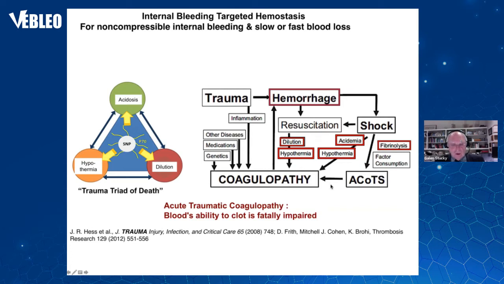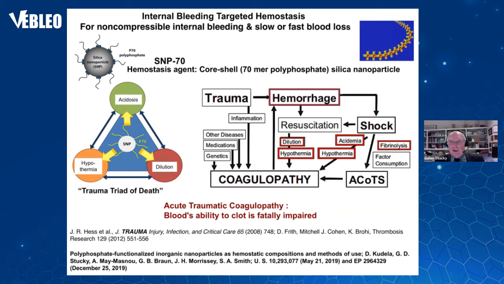And generally, it leads to a change in the blood pH as well, as shown on the left side. It's called the trauma triad of death, because once you get to coagulopathy, the blood's ability to clot is fatally impaired.